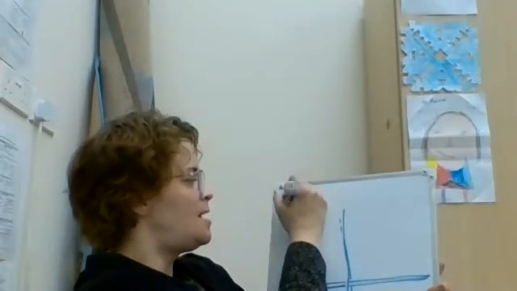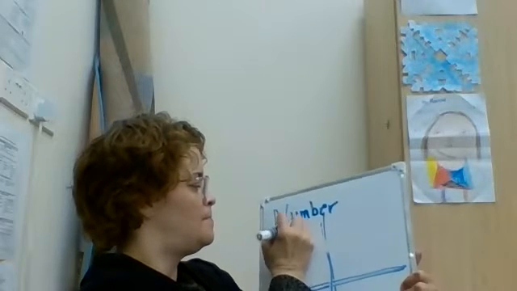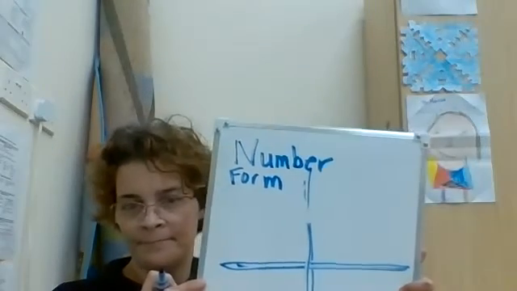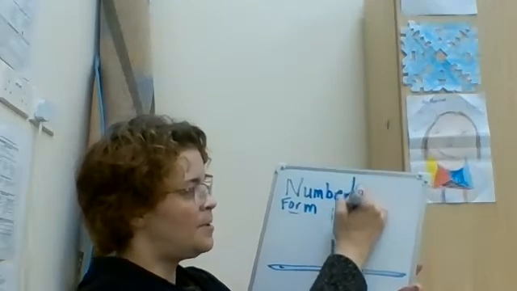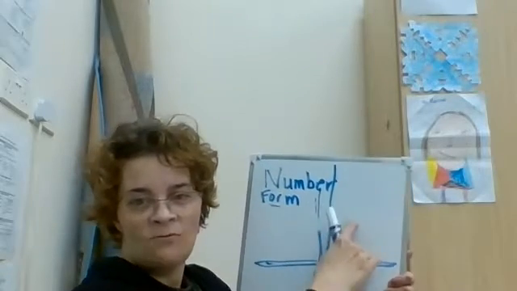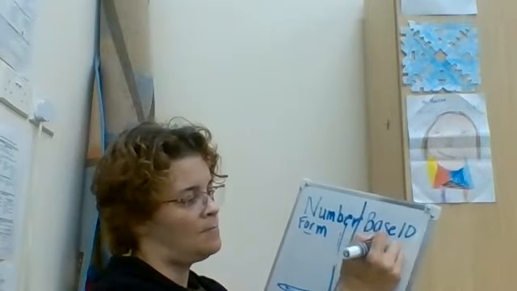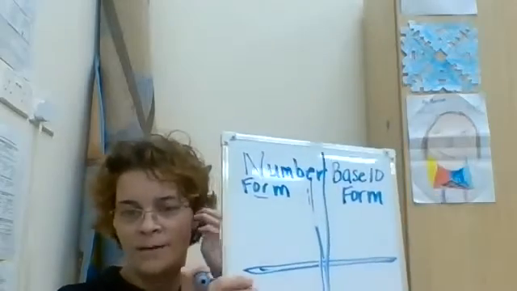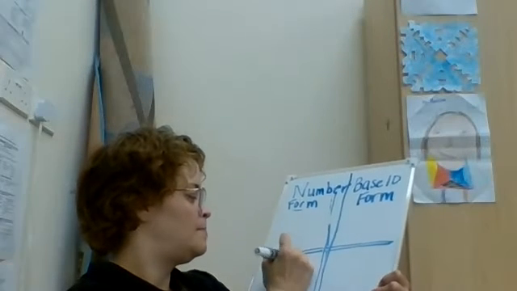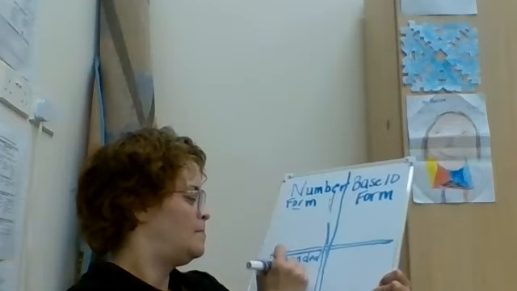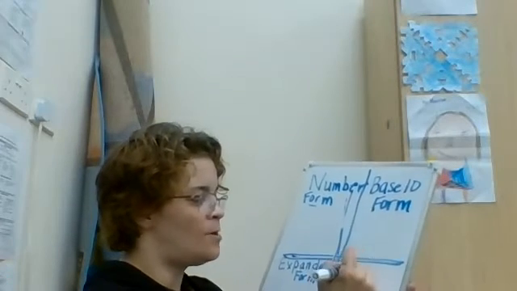And on this side, it says number form. Number form goes here. This one you do base 10 form. This one we're going to do expanded form. And the last one will be word form.